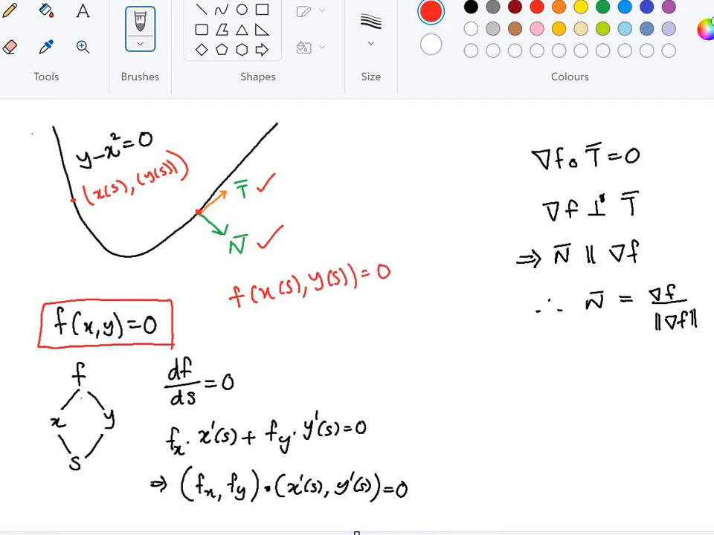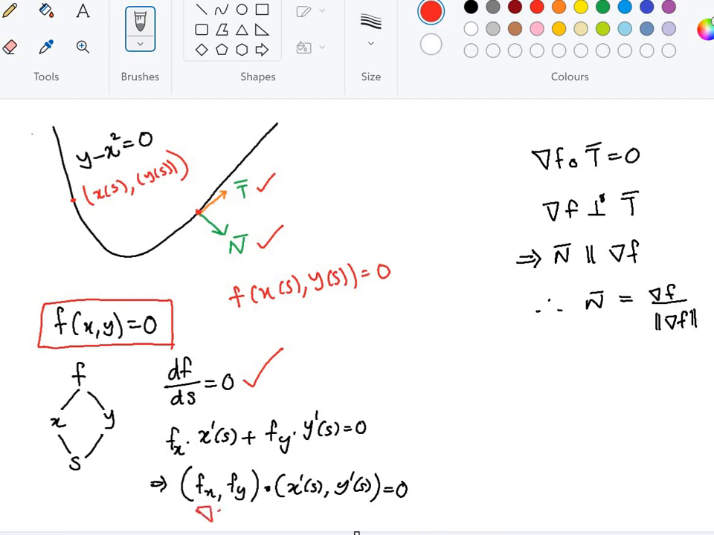In that case, f is a function of x as well as y, and x is again a function of s, y is also a function of s. So since f is equal to 0 on the curve, for every point on the curve we'll have f of x y equal to 0, and f is ultimately a function of s. So we know that if f equal to 0, df by ds is equal to 0. Okay, but df by ds using chain rule is dou f by dou x into x dash s plus dou f by dou y into y dash s. So we'll get fx into x dash s plus fy into y dash s equal to 0. In terms of gradient, you can write it as fx comma fy dot product with x dash s comma y dash s equal to 0.